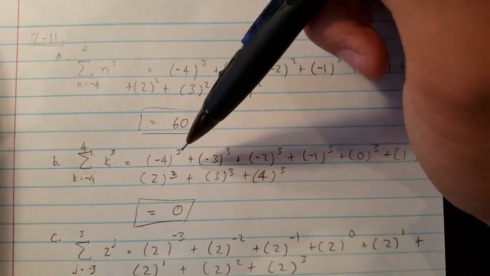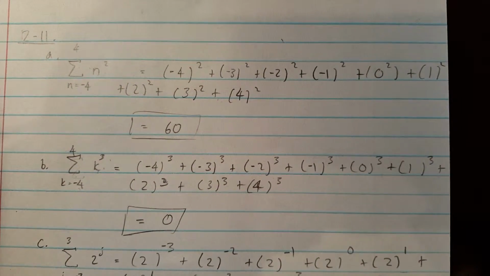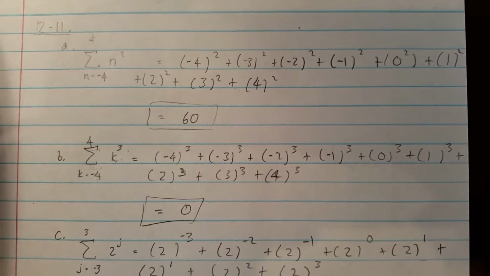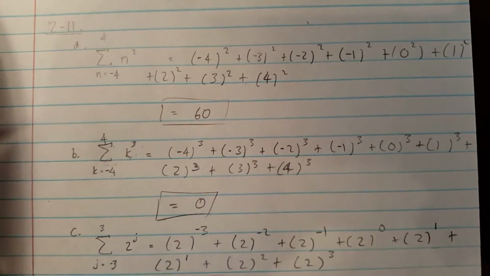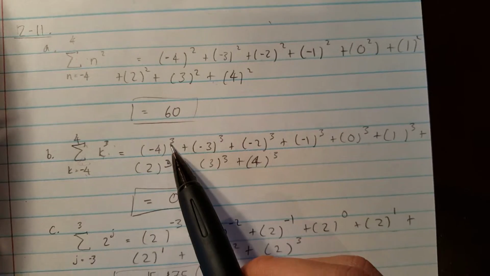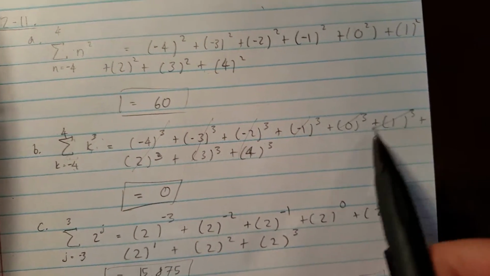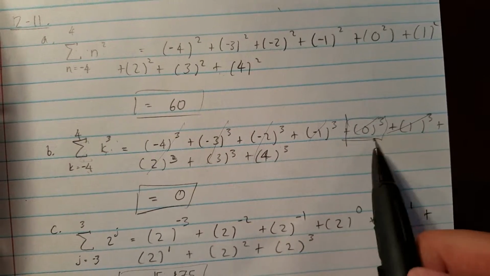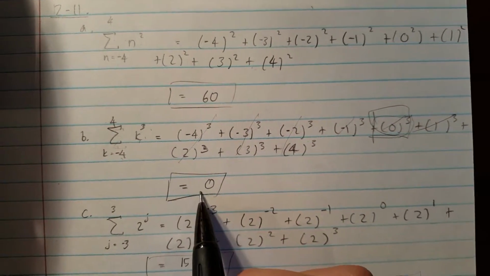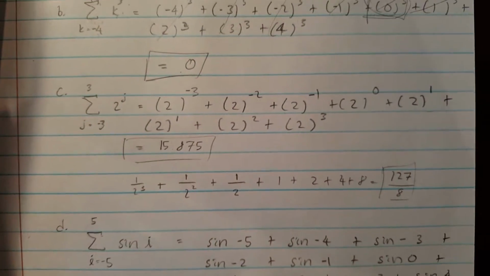We just write down negative 4 cubed plus negative 3 cubed plus negative 2 cubed plus negative 1 cubed plus 0 cubed plus 1 cubed plus 2 cubed plus 3 cubed plus 4 cubed. Ugh, that's a lot. But in the end, what's going to end up happening is that all these guys are going to cancel out with each other. And we're going to get 0. That's our answer. Okay, moving on.